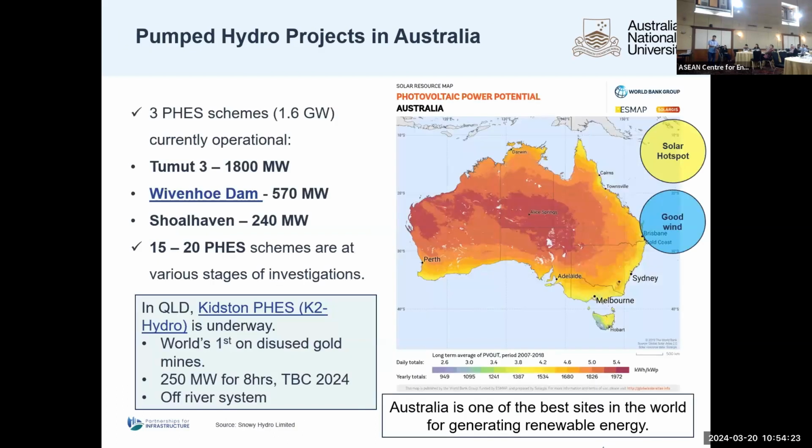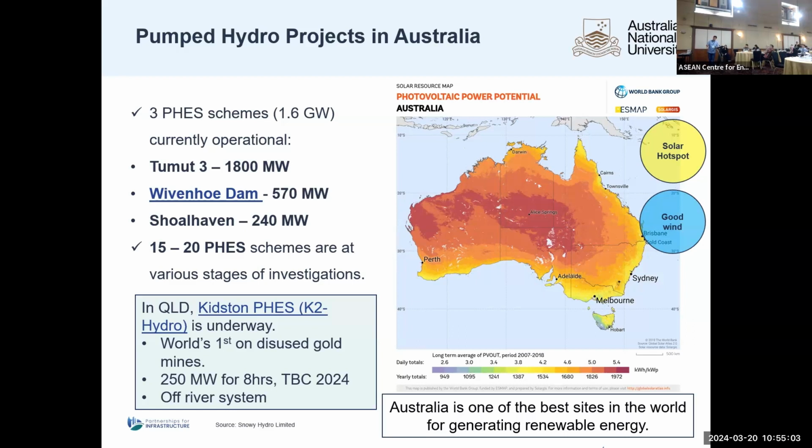About Australia, currently there are 3 pumped hydro schemes operational: Tumut 3, Wivenhoe Dam, and the Shoalhaven. You can see the capacities they have. About 15 to 20 pumped hydro schemes are at various stages of investigation. For example, in Queensland, the Keystone pumped hydro is underway. That's going to be the world's first brownfield pumped hydro on disused gold mines, with a capacity of about 250 megawatt for 8 hours, to be completed by 2024. And that's an off-river system.